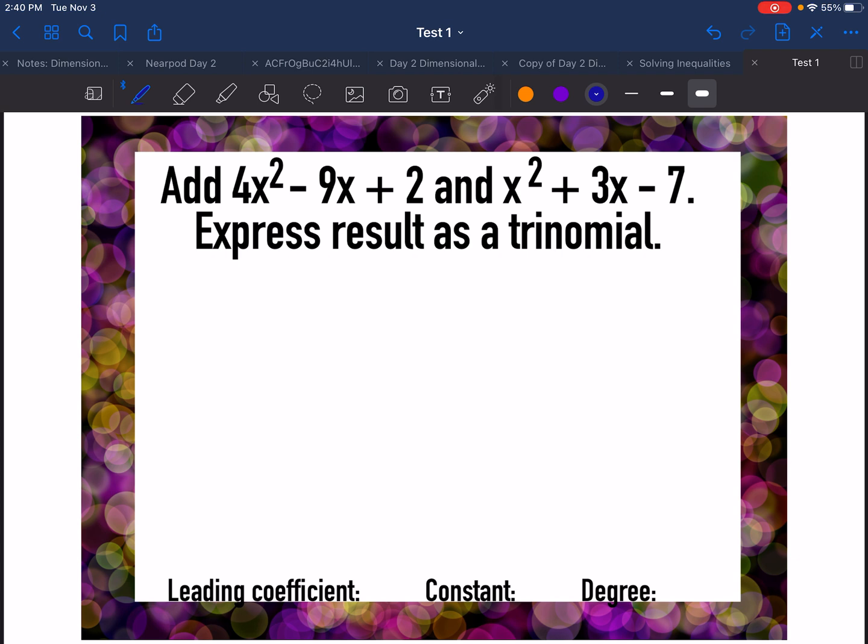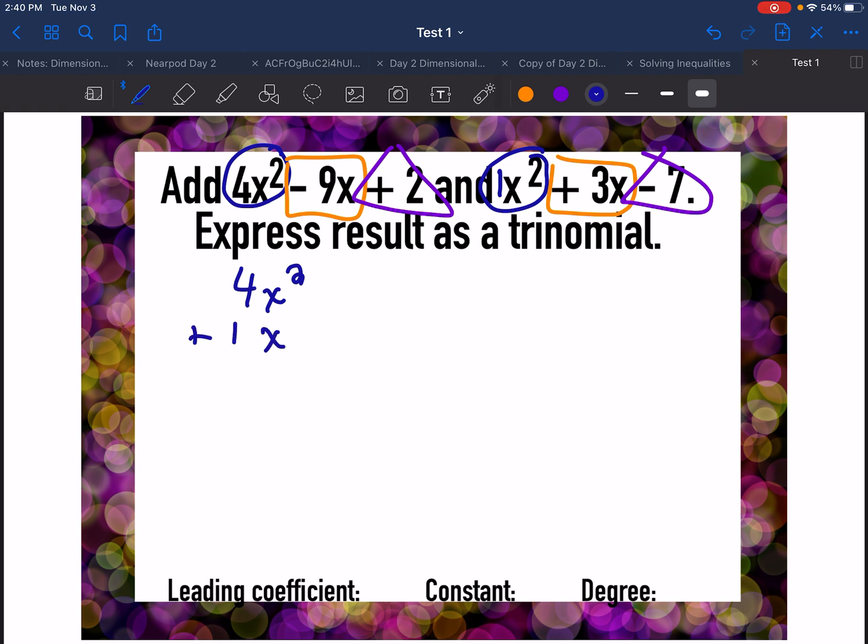Okay, so here's how you do this one. You find your like terms, 4x squared and x squared with the invisible 1. Negative 9x, positive 3x, and positive 2. Negative 7. Add them together, 4x squared plus 1x squared. 4 plus 1, I get 5x squared. And then I'm going to add negative 9x plus 3x. Negative 9 plus 3, I get negative 6x.